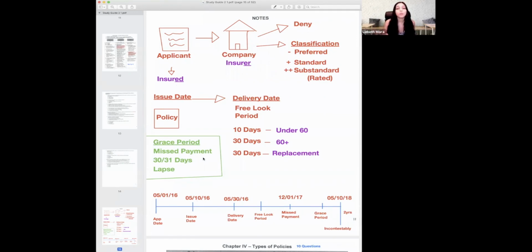Now, let's say you don't pay back your policy in those 30 to 31 days, right? After that time has passed, your policy actually does lapse, and lapse means cancel, okay? Lapse means cancel. So if you have that time frame, they say you have this many days to pay back the policy, or else, you know, the policy is no more.